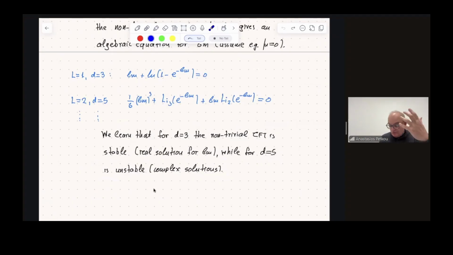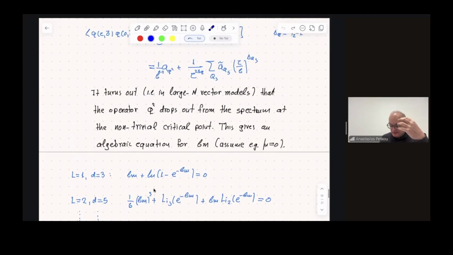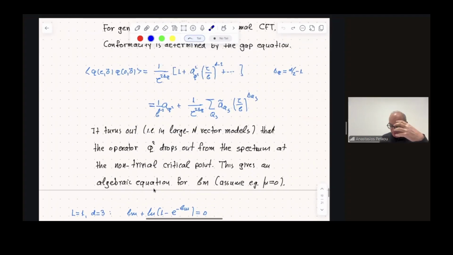So there is more life in this business, because it is not very clear to us how to use this in order to really find the spectrum at the non-trivial fixed point, other than these observations that we have made. So it will be very interesting to continue in this direction. So thank you very much for being patient with me.